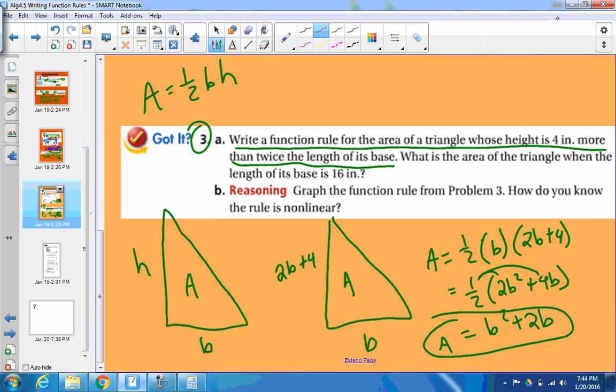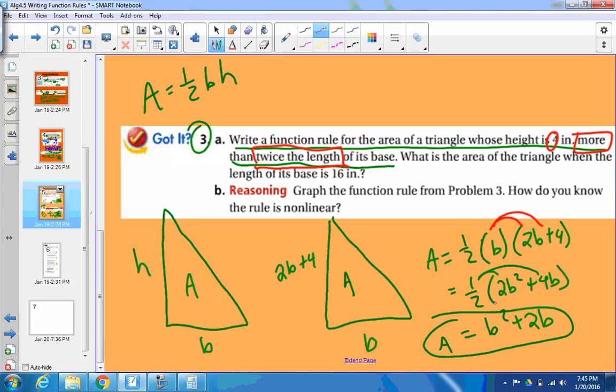All right, real quick here, what I did was I changed my picture so the area would be the base and the height, but we're told that the height is 4 inches more than twice the length of the base. So I represented that as 2 times the base plus 4. So when you plug that into the formula, it's actually 1/2 times base times 2 times the base plus 4. So I just distributed here. Did b times 2b would be 2b squared, and b times 4 would be 4b.